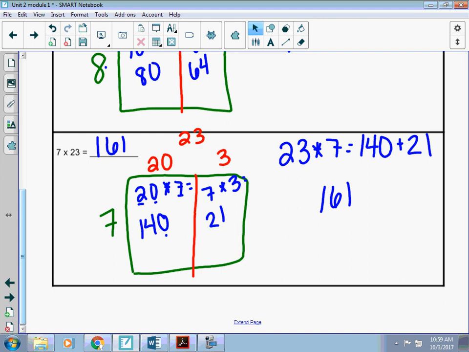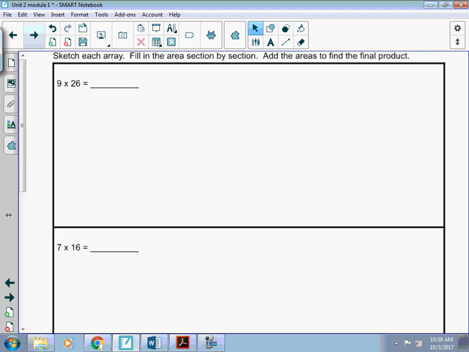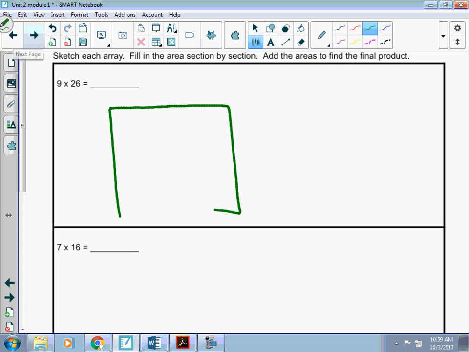Okay, let's continue on to the next page. I have 9 times 26. Okay, 9 doesn't have anything to break up because it's just the ones place. And then I have 26. And again, I have a 2 in the tens place, which is worth 20, and a 6 in the ones place.